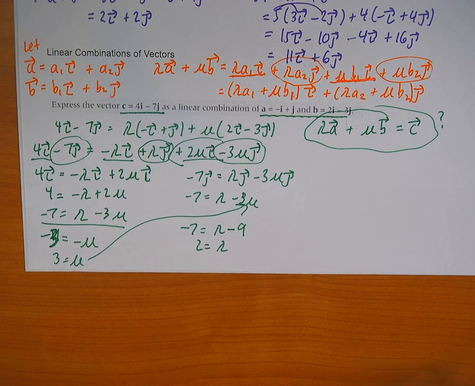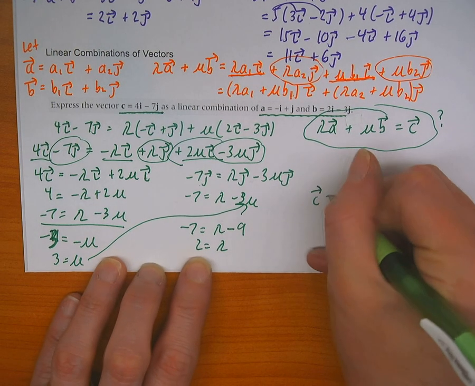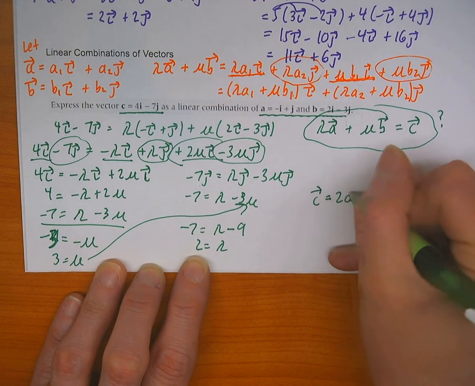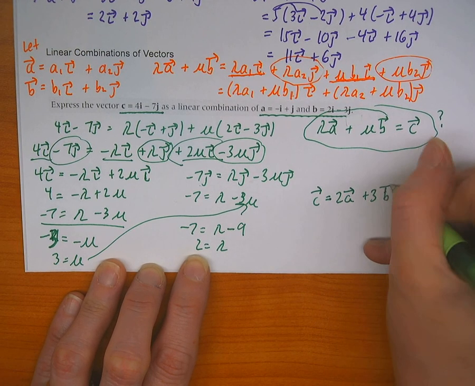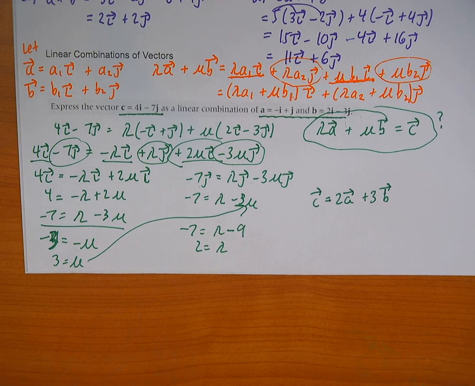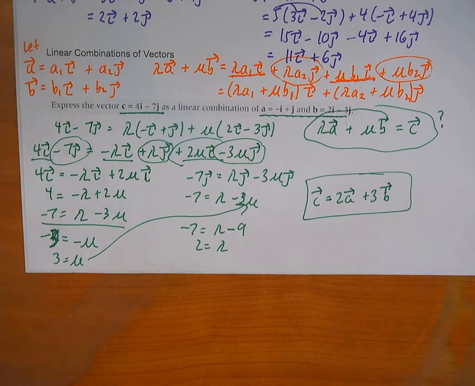So that means that we would need to have the linear combination to get C. We would need to have 2 of vector A plus 3 of vector B in order to come up with C. That is what we're looking to do there.